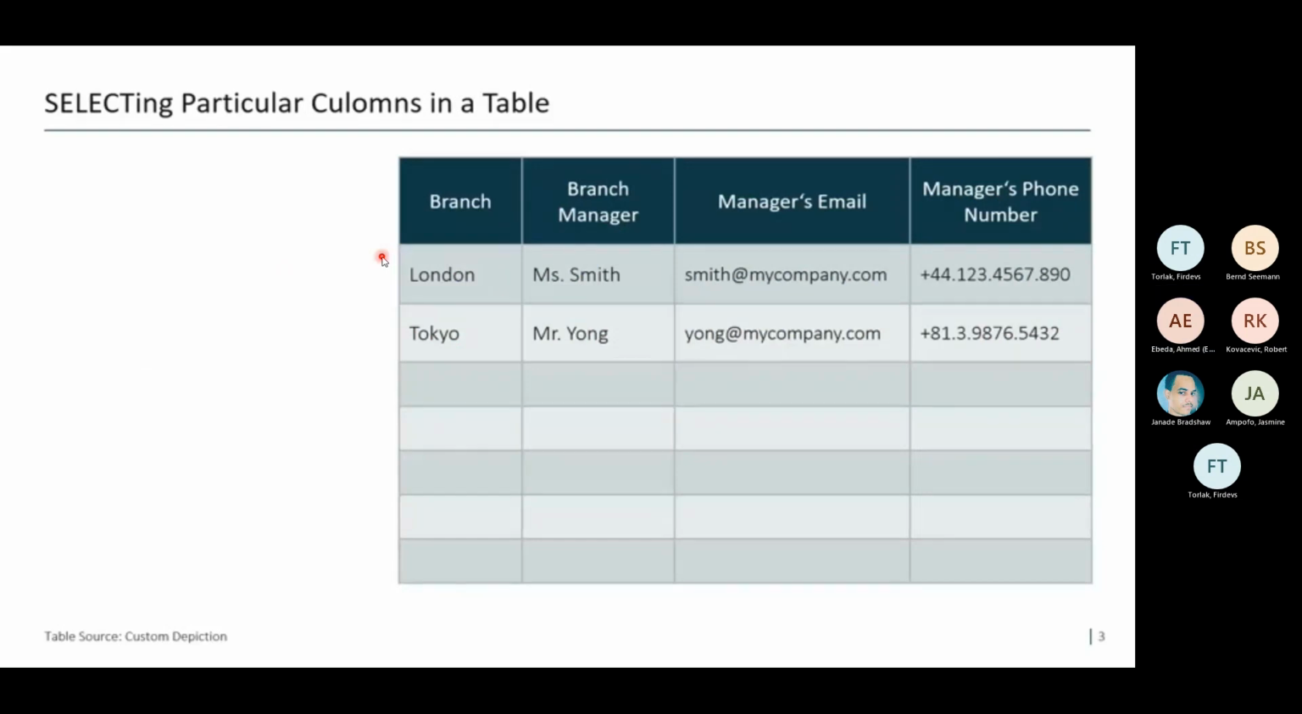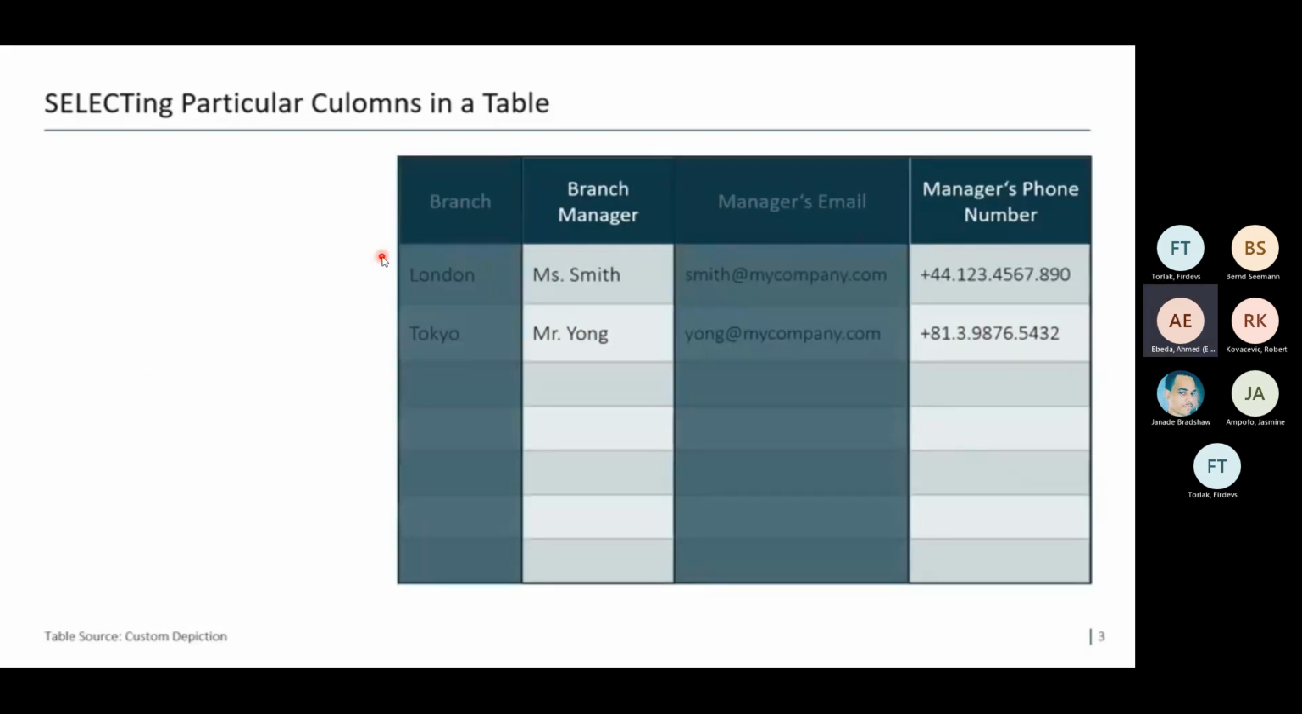For example, if we want to get only the names and the phone numbers of the branch managers, we could use this select statement. Select branch manager, manager phone number from branch. We are assuming that the table name is branch and the field names are branch manager and manager phone number.